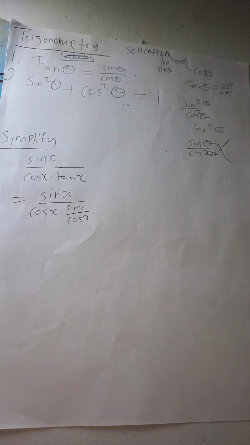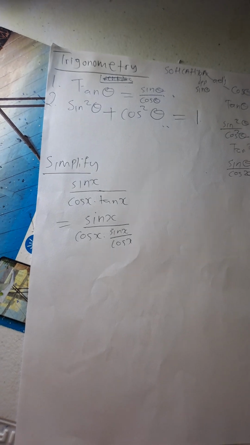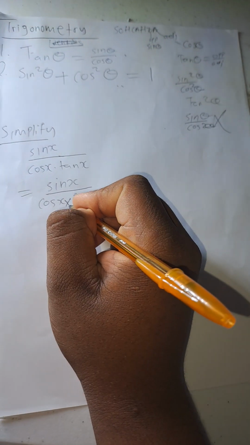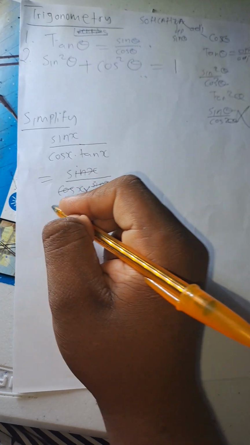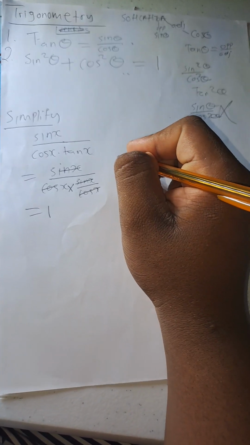Now I have cos x being multiplied by sine x over cos x, and they are being divided. So let me just do it like this, maybe times here, so that you can see clearly. Since they are multiplying, I can do this. This one cancels with this one, and I'm left with 1. So be careful when you're canceling your things. You must have two things.